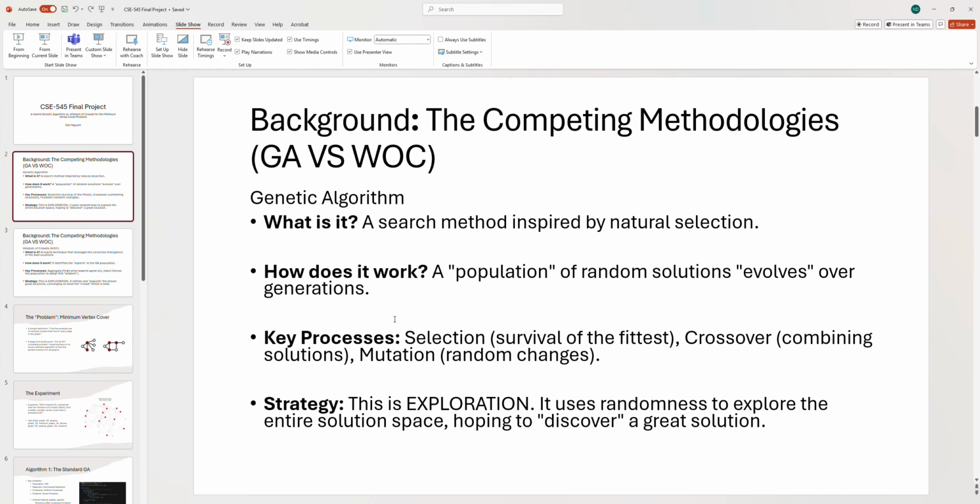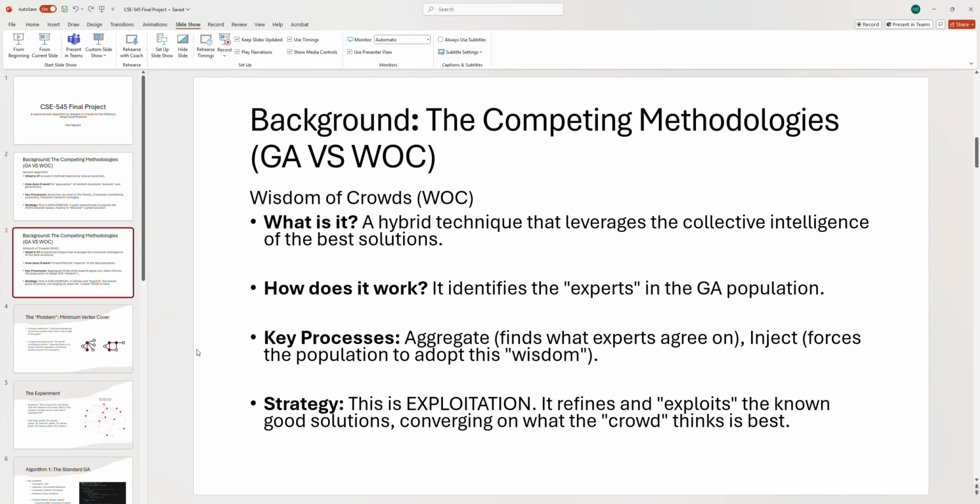On the other hand, we have the wisdom of crowds hybrid. This is a strategy of exploitation. It's a completely different approach. This technique leverages the collective intelligence of the best solutions found by the GA, otherwise called the experts. It finds what these experts agree on and forces the rest of the population to adopt these traits or wisdom. It's not about random discovery, it's about refining and using the best solutions that we already know are good. My project is essentially a head-to-head competition between exploration and exploitation.